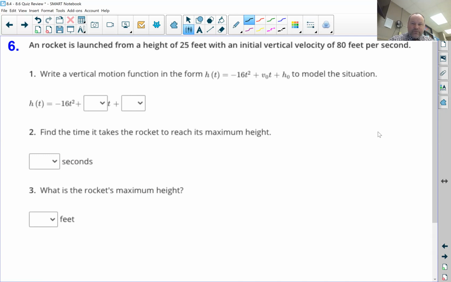So in one situation, you'll be told, hey, a rocket is launched from a height of 25 feet with an initial velocity of 80 feet per second. Fill in the values using a little drop-down menu. When will it reach its maximum height, and what is the maximum height? Remember, that's just your vertex. So that's finding the vertex when we're in standard form.